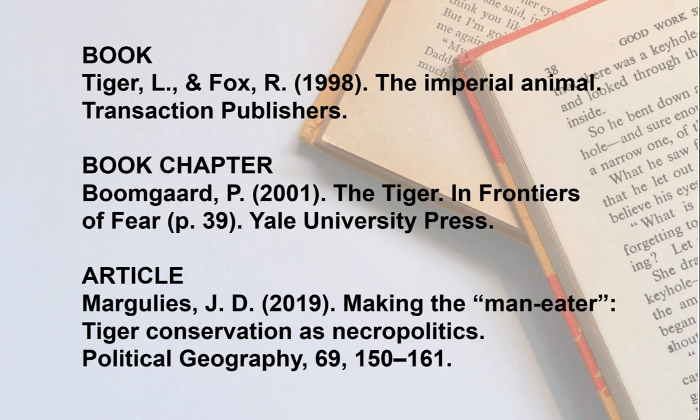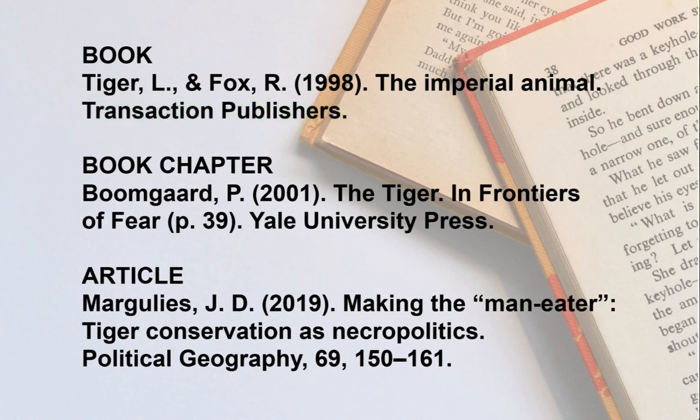So how can you tell one kind of citation from another? I've got three examples here, one of each, the ones that we've been talking about, and these happen to be in the APA 7th edition format. For a book, you're always going to have an author or authors, sometimes an editor, a year of publication, the title of the book, and a publisher.